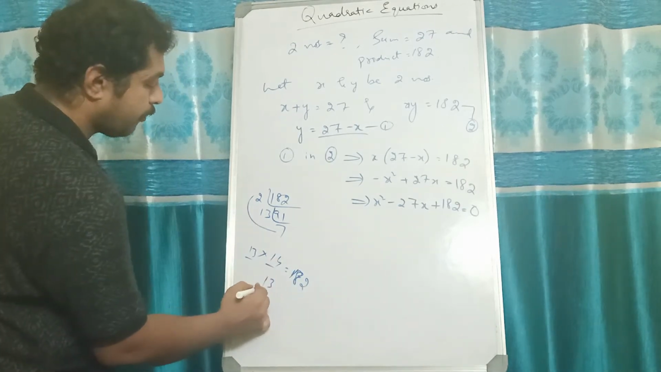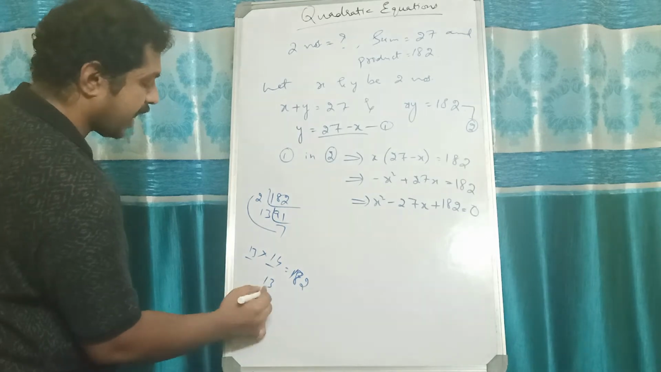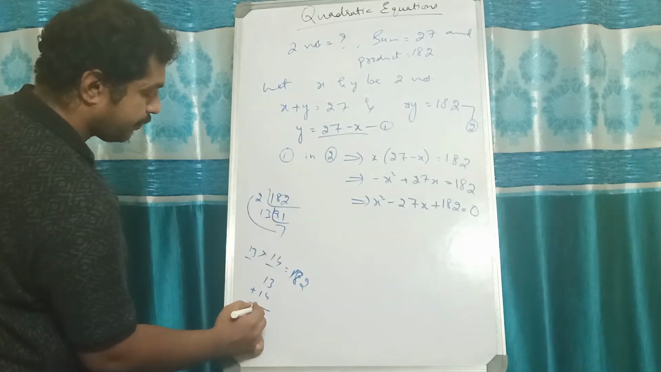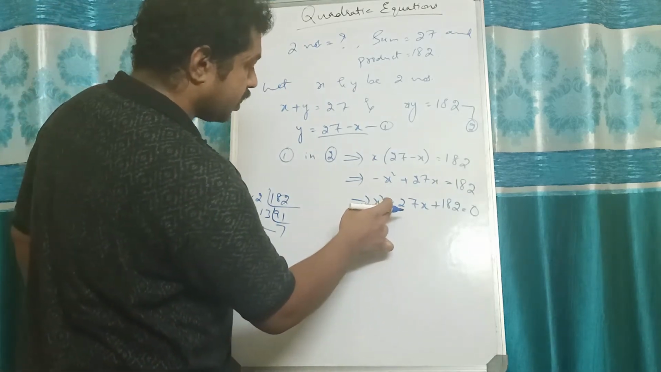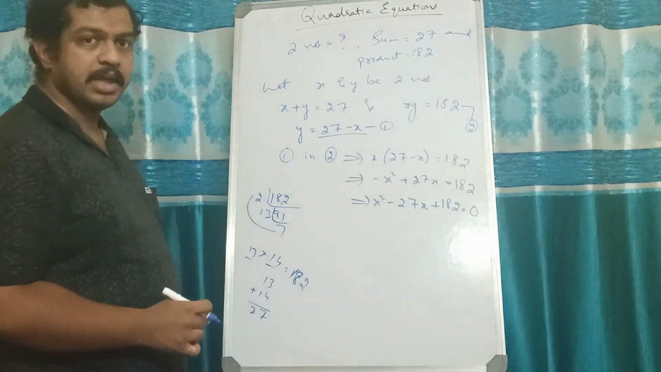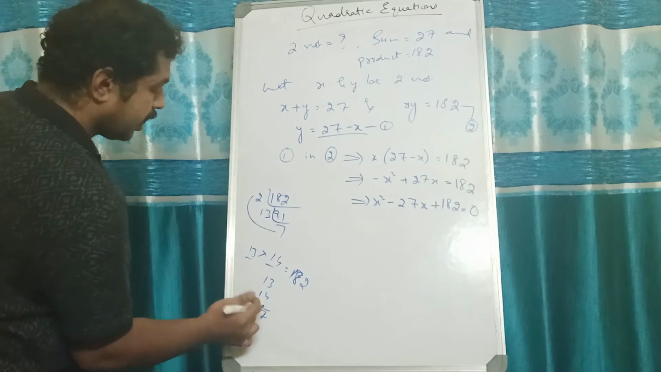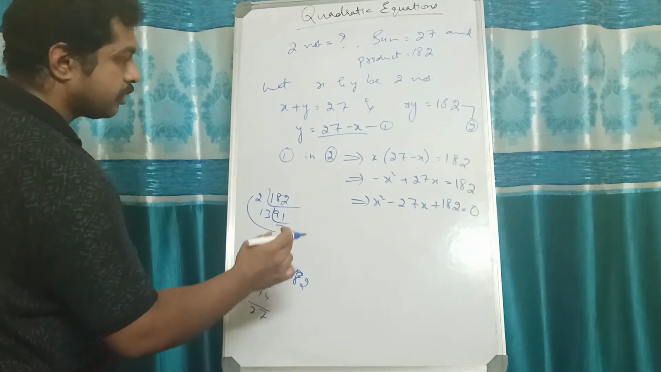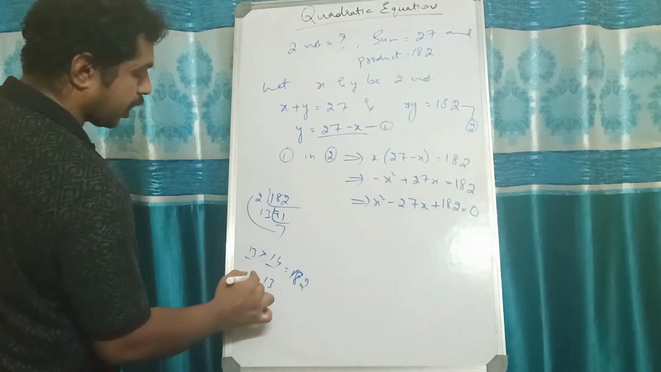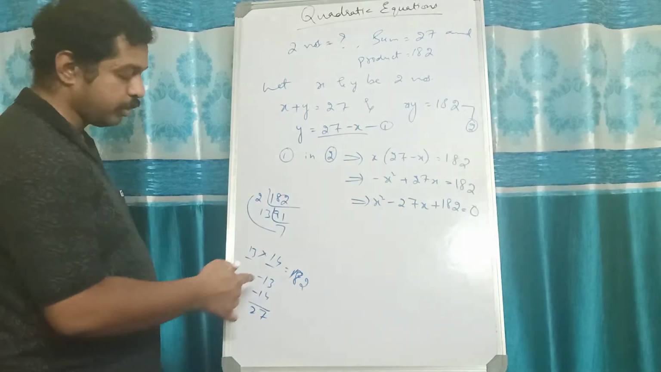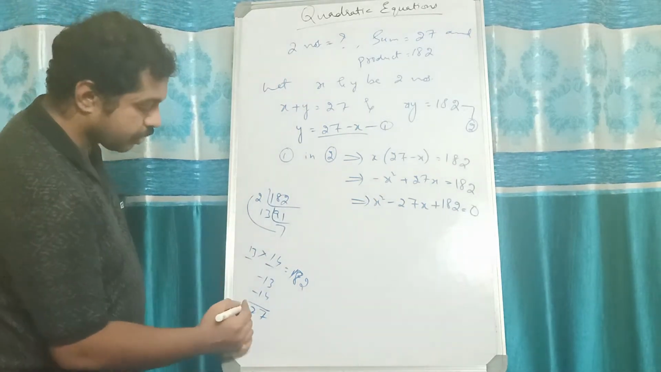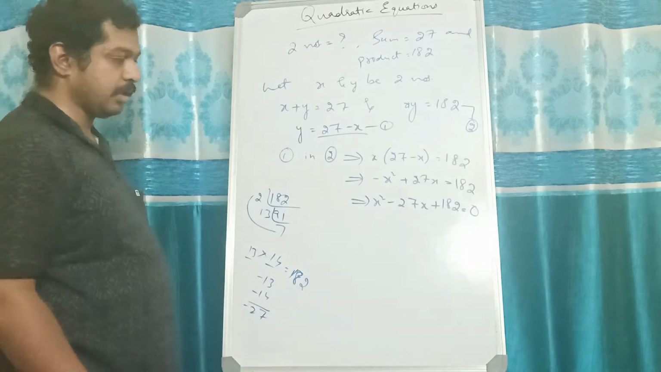Now what if we add 13 and 14? Do we get 27? Yes, I am getting 27, but we have a negative sign in the middle term, right? So what I do is, the product should be positive here, so both minus 13 and minus 14, both the signs should be negative, so that I will get negative 27 here, right?